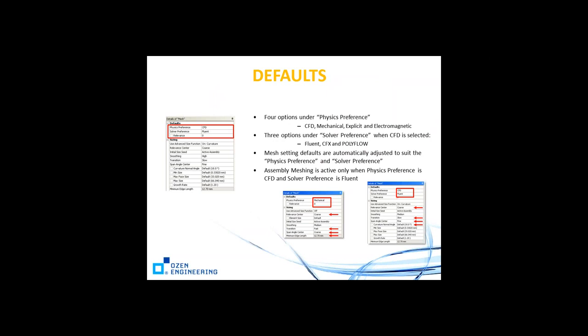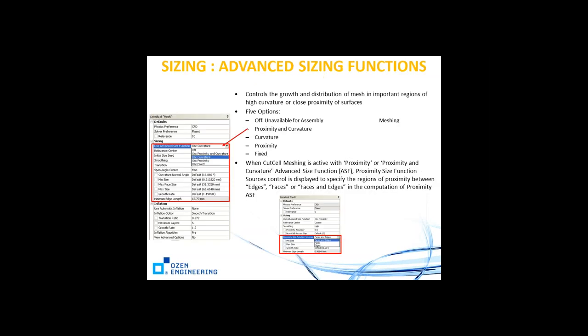Then, if you pick CFD, you have to let ANSYS know if you will be using Fluent or CFX or Polyflow after that. That's also important because there is a difference between the Fluent mesher and CFX meshing, so that becomes important.